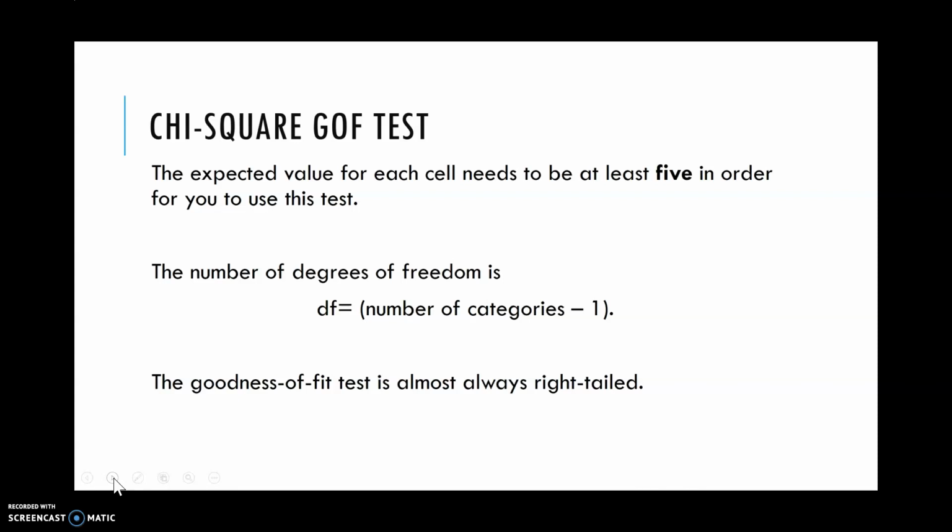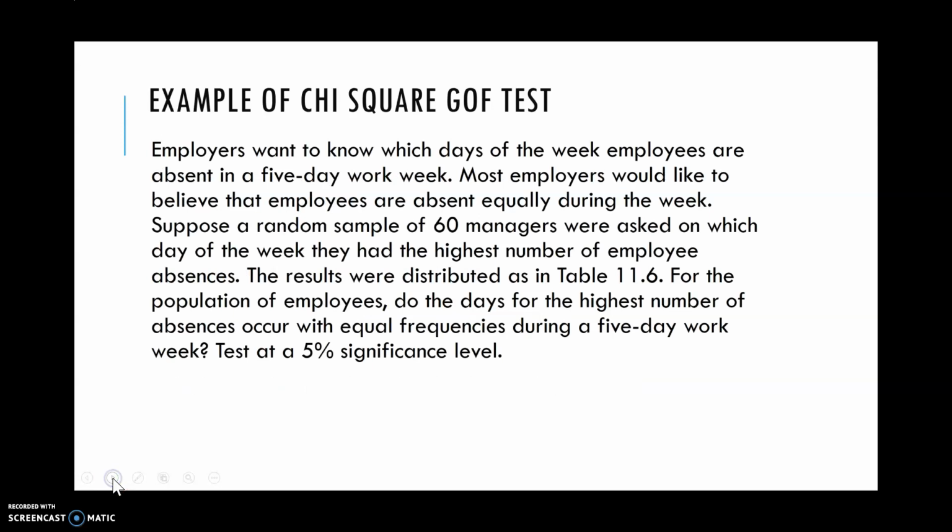So the expected value for each of our cells has to be 5 or more if we're going to use this test. And as we've already said, your degrees of freedom are just going to be the number of categories minus 1, and your calculator is going to give you that. The goodness of fit test is almost always right-tailed, and for all of our examples and homework problems and lab questions and all of that, we will always use right-tailed.